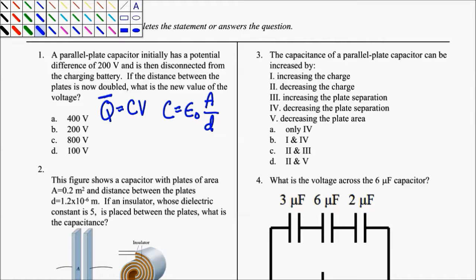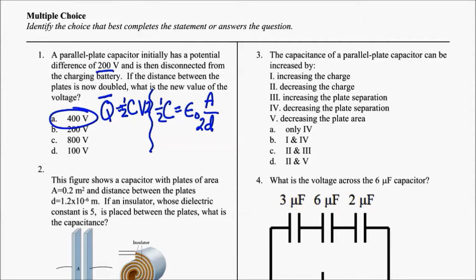Now, the distance between the plates is doubled. That means this value goes to twice its original value, so that means I have half the capacitance. So if I have half the capacitance, what has to happen to the voltage in order to make the charge constant? Well, the voltage has to increase by a factor of 2. So where it was 200, now it needs to be 400 volts.